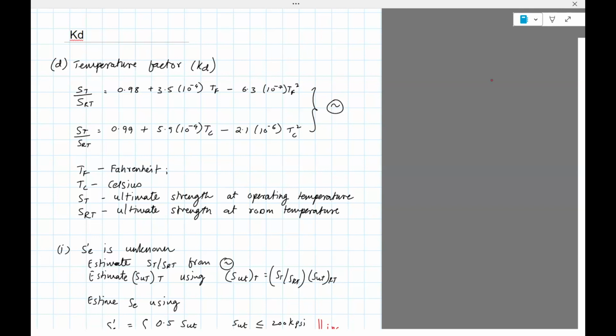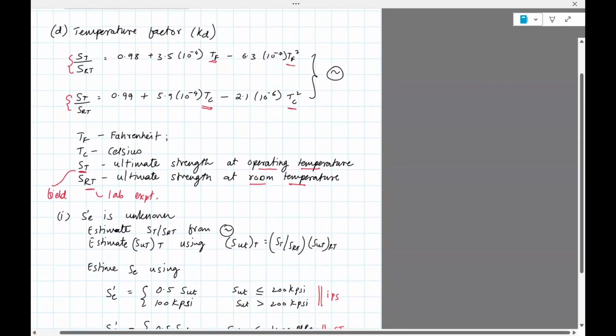So what you do is you compute this ratio, ST divided by SRT. You can see that it only depends on one single variable, that is the temperature. You could either use temperature in Fahrenheit, or if you have Celsius, you could use the temperature in Celsius. You'll compute this ratio. So what is this ratio? Well, it's the ratio of ultimate strength at operating temperature to the ultimate strength at room temperature. So this is the temperature at which you do the lab experiment. And this is the temperature in the field where your machine element is located. Okay, so you do that calculation, find that ratio.